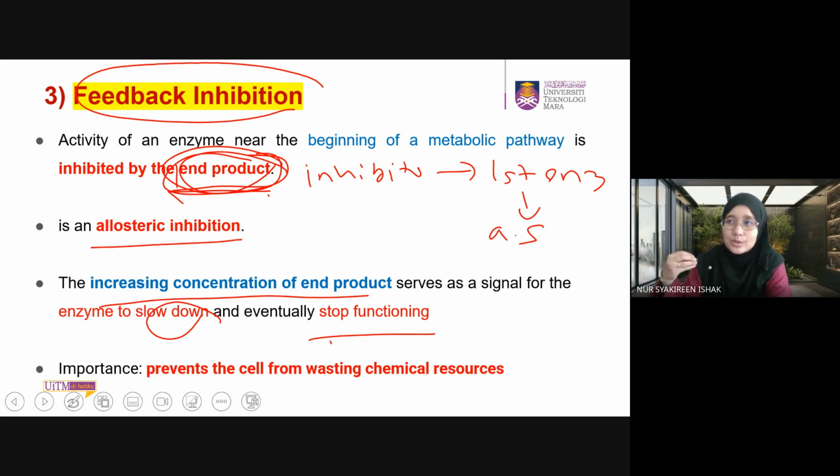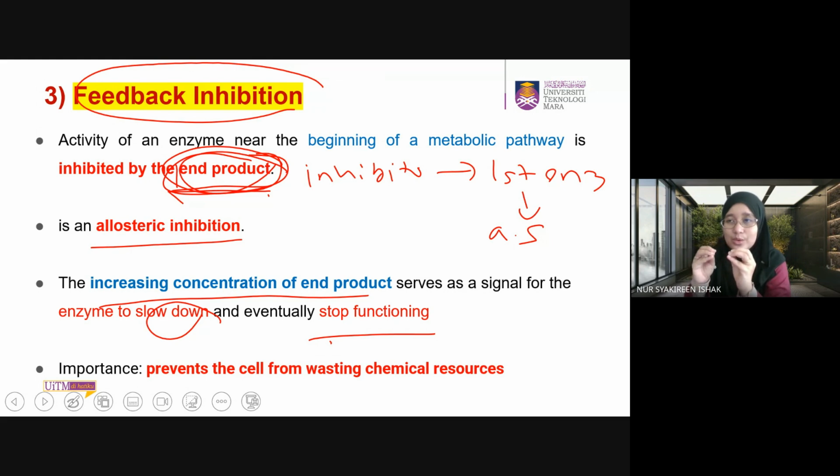Understand? So if the cell already has enough, for example enough ATP, your cell has produced enough ATP but you are not moving. You just lie down after you eat and then you go to sleep. So the process of producing the ATP molecule is happening, but your cell is not using that ATP because you are not moving. For example, you are not using that energy. So the cell will stop for a while the production of ATP molecules.